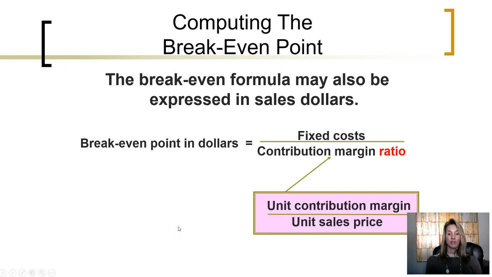If management wants to know what the break-even point is in dollars, instead of in units, we can use that formula that we used before and just slightly alter it so that we take our fixed costs and instead of dividing by the contribution margin per unit, we are going to divide by the contribution margin ratio, which is the dollar amount of contribution margin divided by the dollar amount of the sell price.